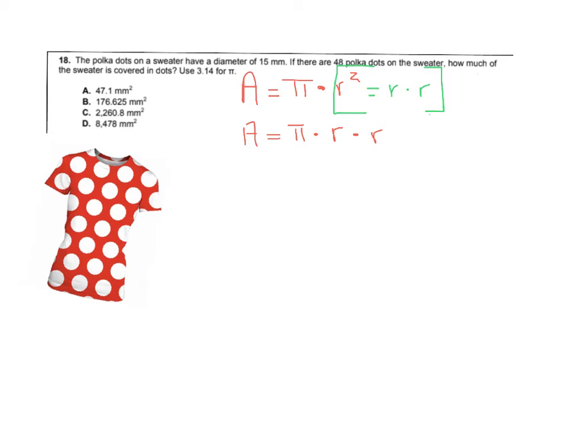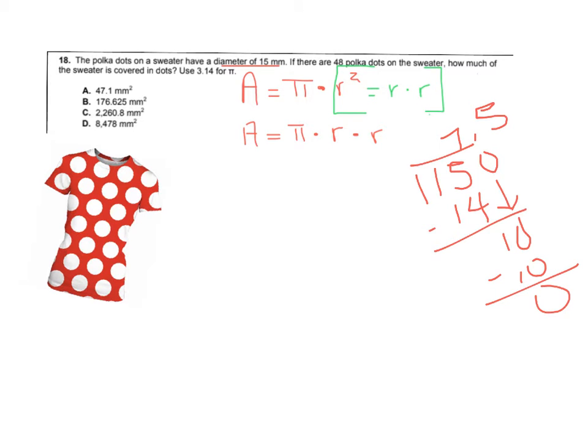So the first thing we need to do is determine the radius from the problem. The problem gives us information about the diameter. It says that the diameter is 15 millimeters, but it does not give us information about the radius. We can use the diameter to find the radius. Using our division to the side, we can go ahead and take 15 and divide it by 2. And so we realize that 7.5 millimeters will be equal to the radius.